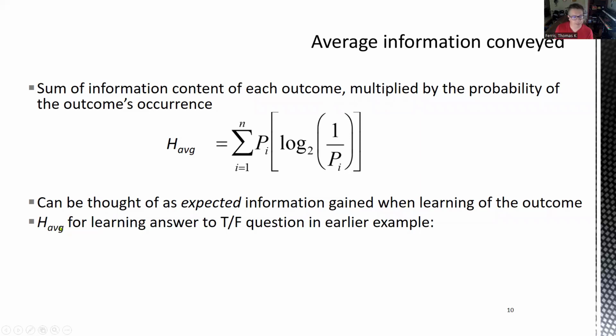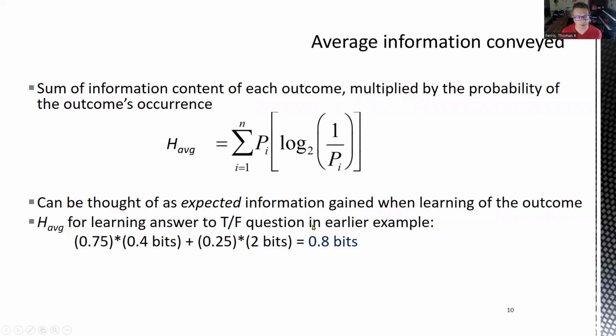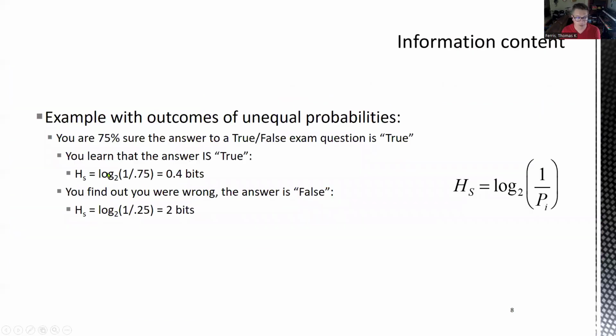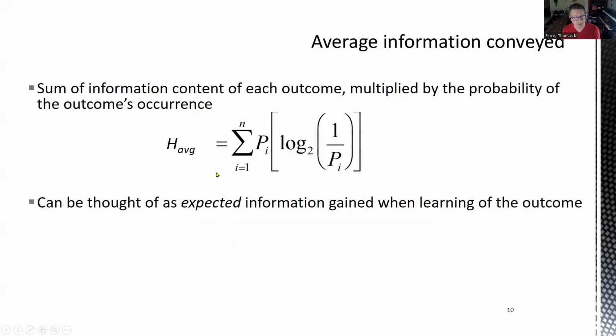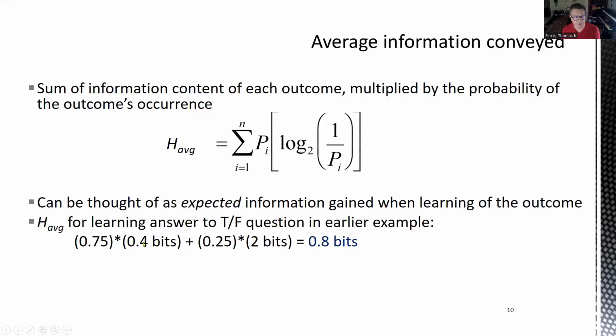So how much do I gain by getting the answer key and knowing if it was true or false in that one example? And assume again it was 75% likely to be true. Well, now I'd say it's 75% likely to gain 0.4 bits of information, and I'm 25% likely to gain 2 bits of information. And again, that comes from right here, right? The information that I would gain if it is true, 0.4, and the probability of it being true is 0.75.